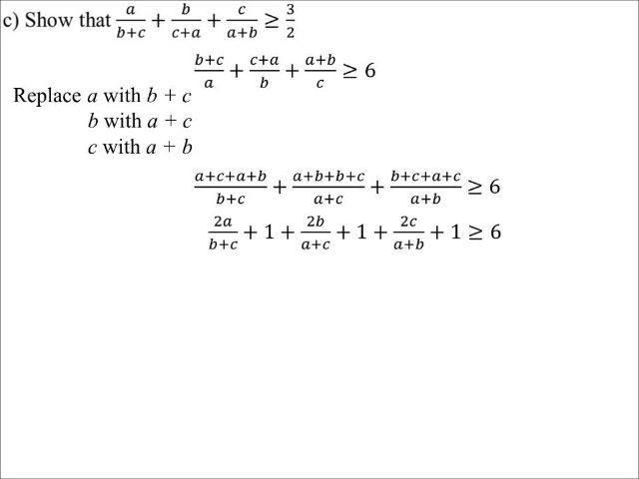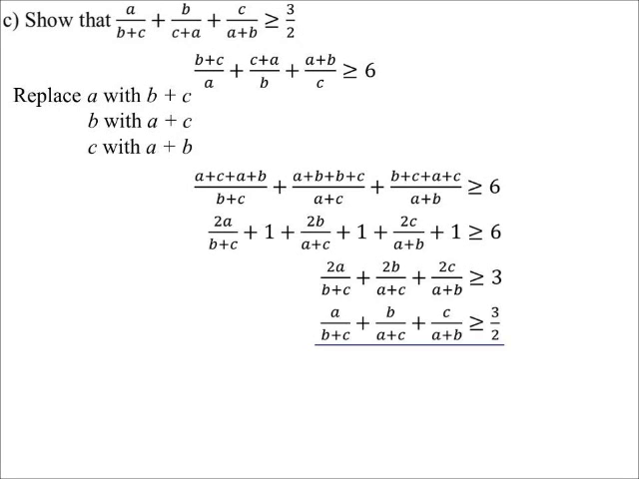And so we end up with 2 lots of A on B plus C plus 1, plus 2 lots of B on A plus C plus 1, plus 2 lots of C on A plus B plus 1 is greater than or equal to 6, which makes 2 lots of A plus B plus C, 3. Divide both sides by 2. There it is. All right, so I replace the A with B plus C, the B with A plus C, and the C with A plus B. So I created the 3 denominators, if you like.